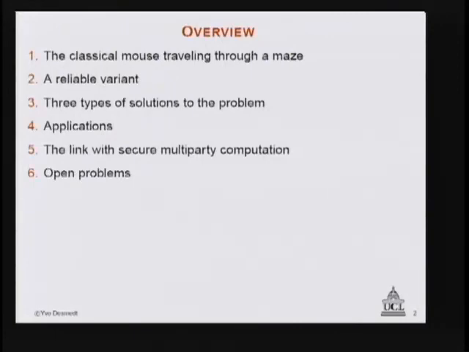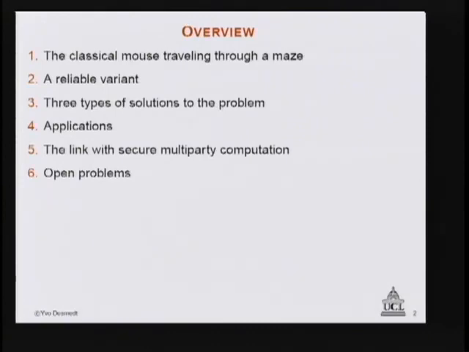So I'm going to start with talking about the classical mouse traveling through a maze. And you have all seen these pictures. And then I'm going to talk about a variant of this problem, which you could call a reliable variant. And then I'm going to talk about 3 types of solutions, how you could achieve the reliable maze problem. And then I'm going to talk about applications.